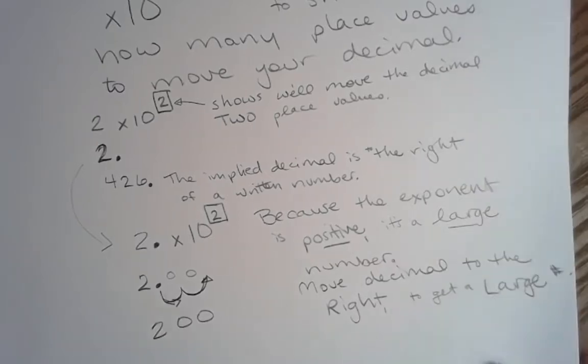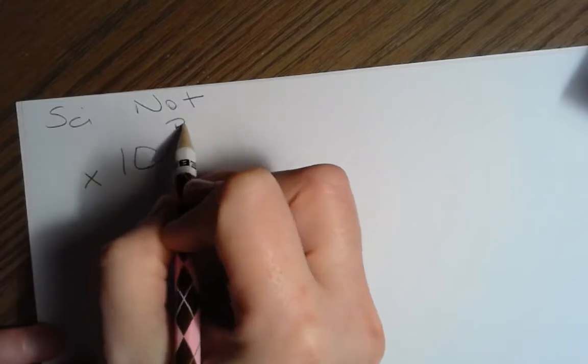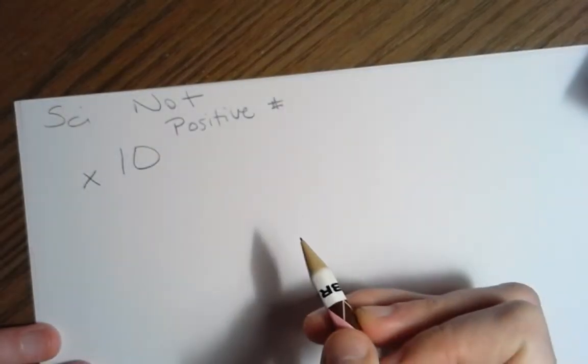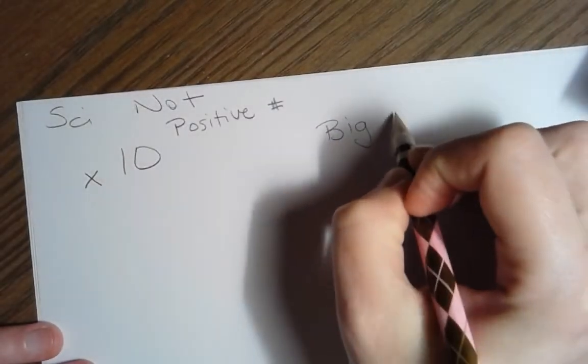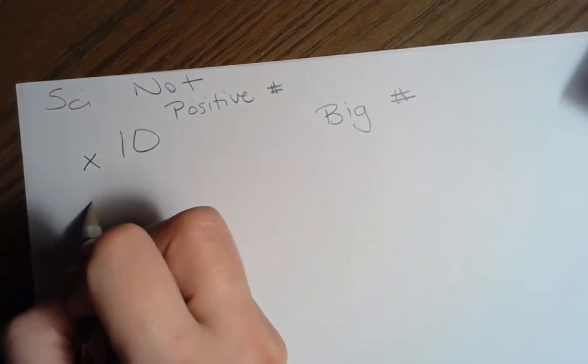Great. We're going to write, this is scientific notation, when your exponent of 10 is positive, times 10 to a positive number, that means it is big. It is a big number. Let's do 3 examples here.